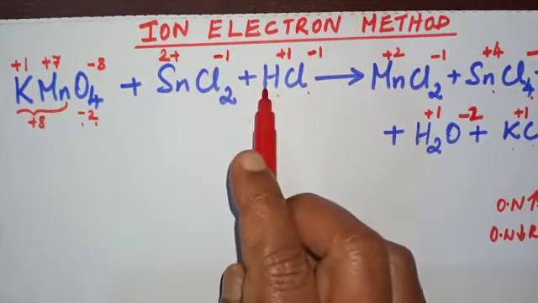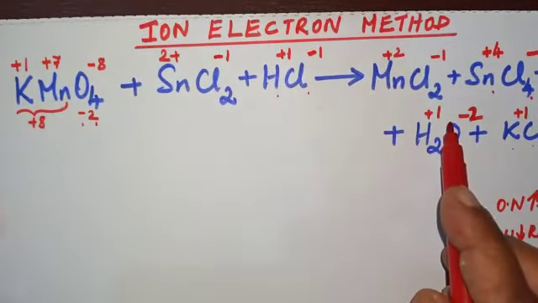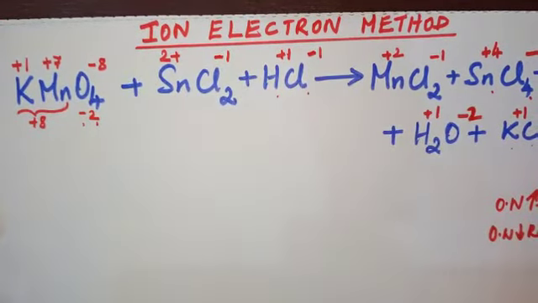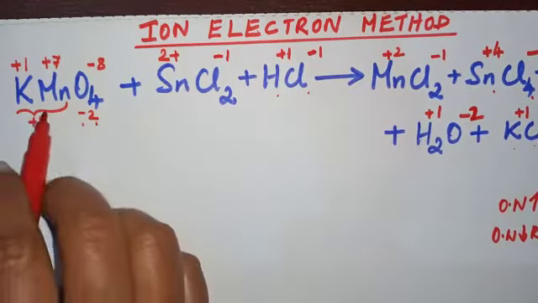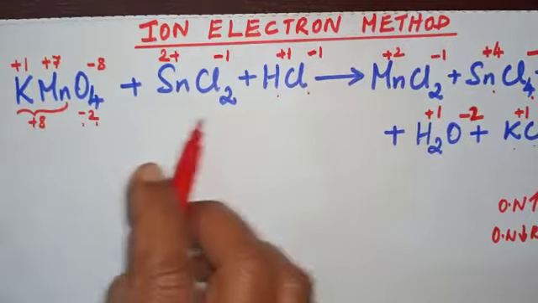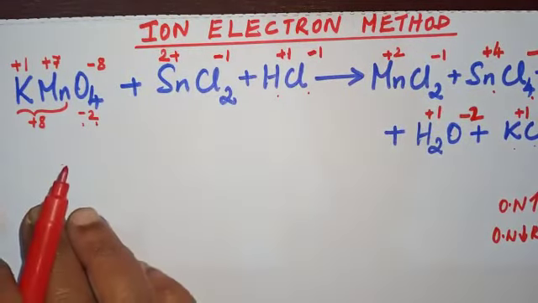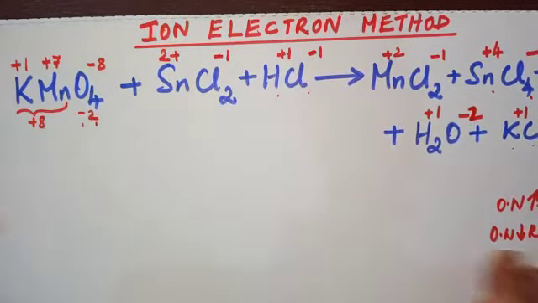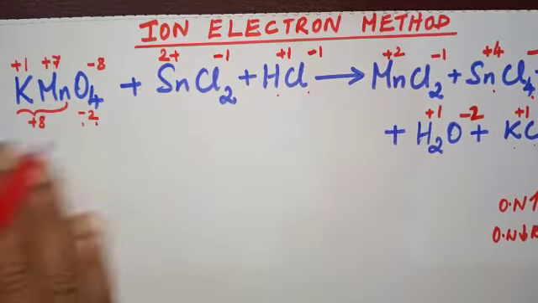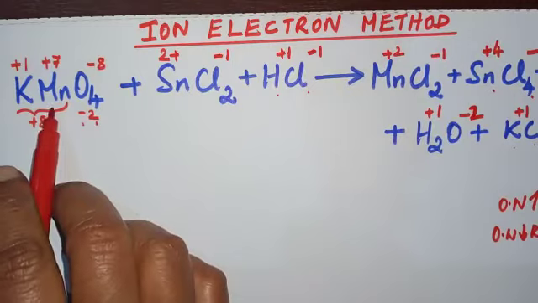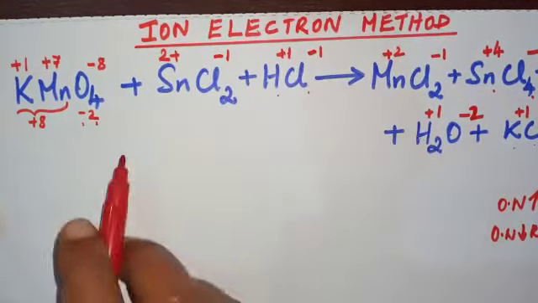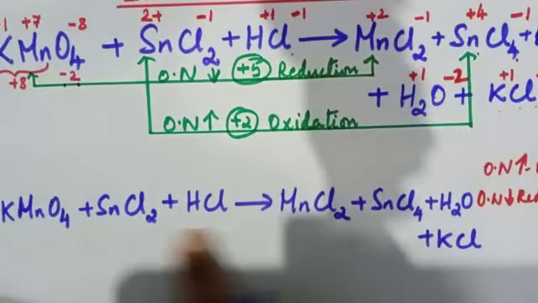Remaining hydrogen, H+1, here also it is H +1, and Cl -1, here also Cl -1. So that is all balanced, all the charges are the same, but only in the case of manganese and tin there is a change in the oxidation state. All the remaining atoms have the same oxidation state on both the left hand side and the right hand side. So in our second step we found which atom is undergoing oxidation and reduction. Manganese is undergoing reduction, and we have written the equation once again.